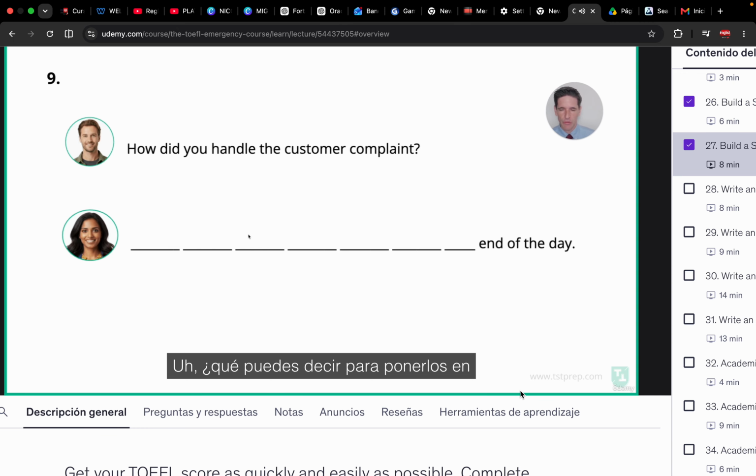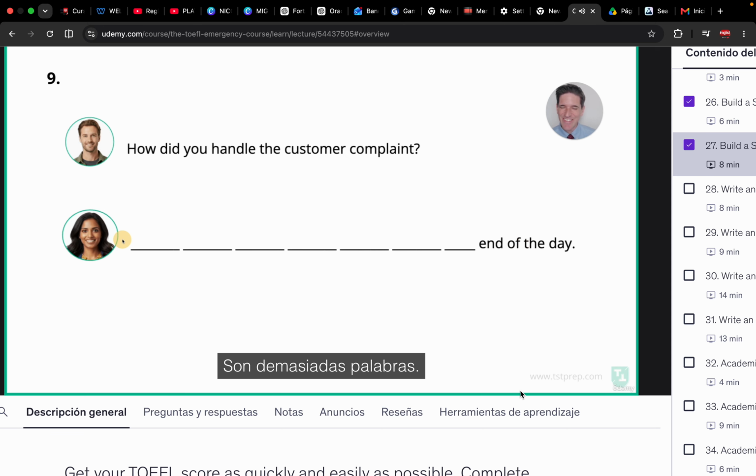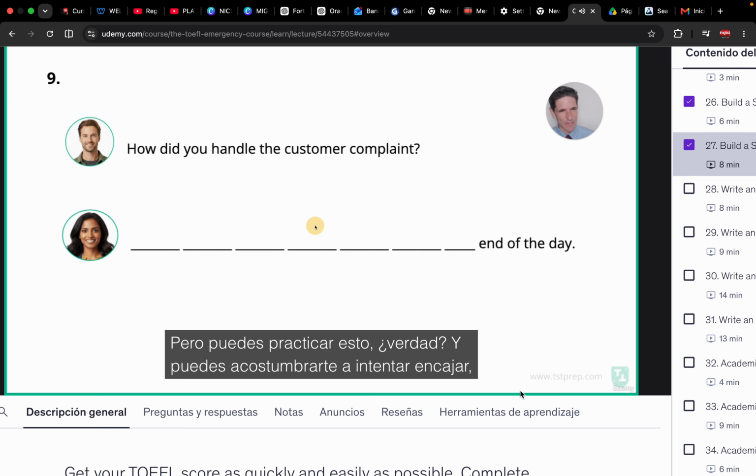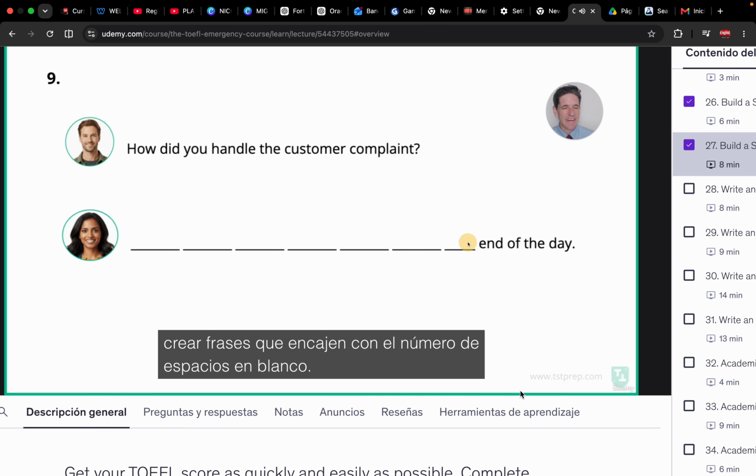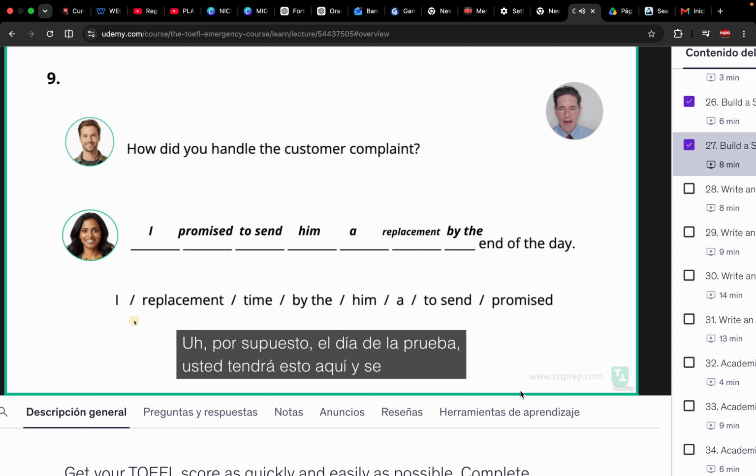What can you say to put them in the right blanks, right? How did you handle the customer complaint? I responded and told them that I would email them by the end of the day. So that's not going to work. That's too many words. But you can practice this, right? And you can get used to creating sentences that fit the number of blanks. Of course, on test day, you'll have this here, and you can put it, I promise to send him a replacement by the end of the day.